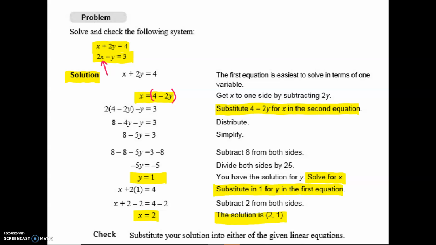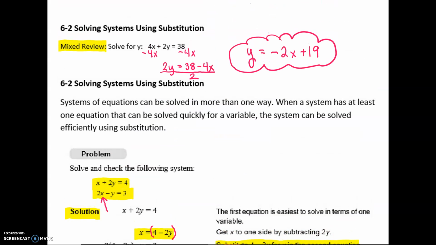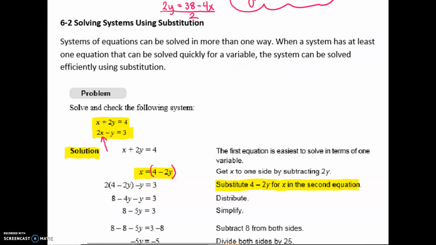So this is the basic idea of the substitution method. As it said earlier, we really use this probably the most when the system can be solved efficiently by quickly solving for a variable. If that isn't always the case, then we can try to think of other methods. But for right now, for the next few days, I want you guys just to practice with this method.